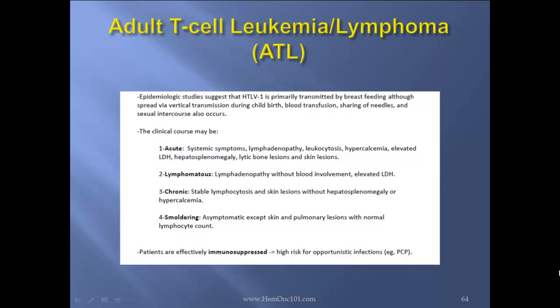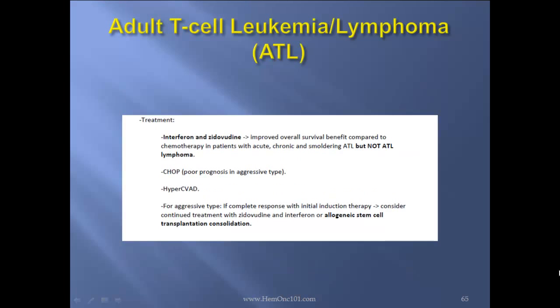Patients are effectively immunosuppressed, with high risk for opportunistic infections as a result, such as PCP. Treatment: interferon and AZT improve overall survival compared to chemotherapy in patients with acute, chronic, or smoldering type, not the lymphomatous type. CHOP has poor prognosis in the aggressive type. Hyper-CVAD for aggressive type: if complete response with initial induction therapy, consider continued treatment with AZT and interferon or allogeneic stem cell transplantation consolidation.